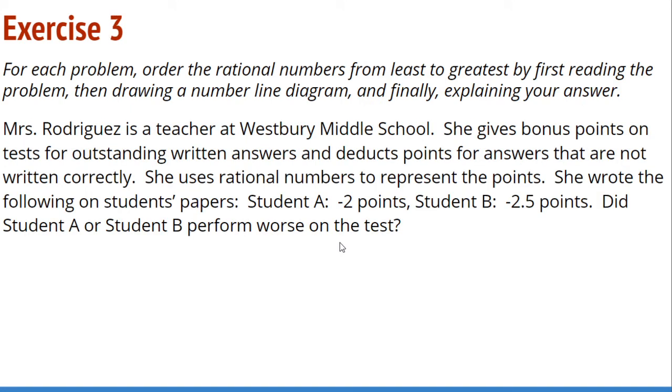So exercise 3. For each problem, order the rational numbers from least to greatest, the least number to the greatest number. We're going to read the problem, draw a number line, and explain our answer.